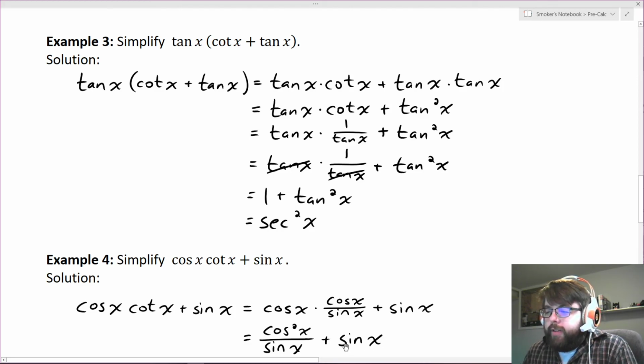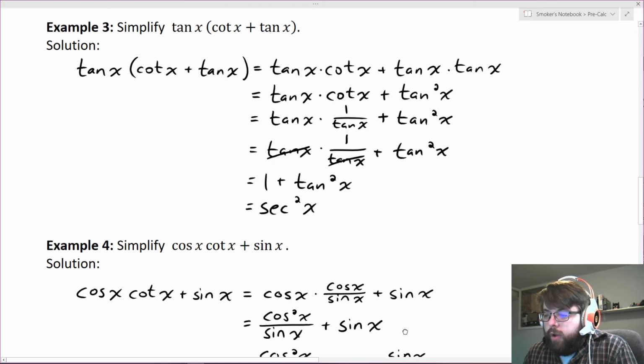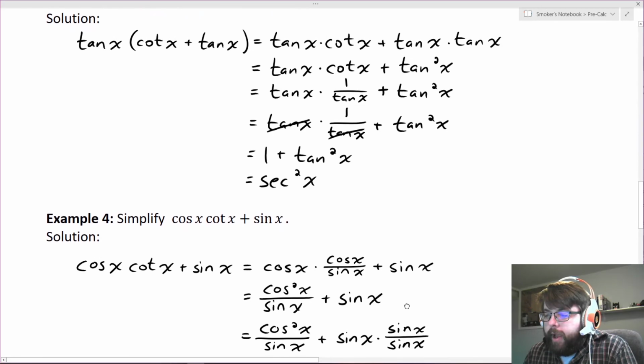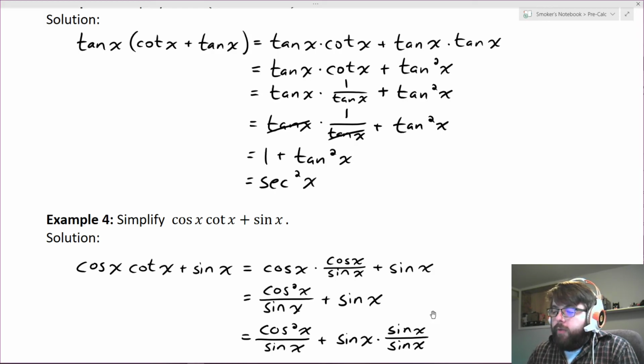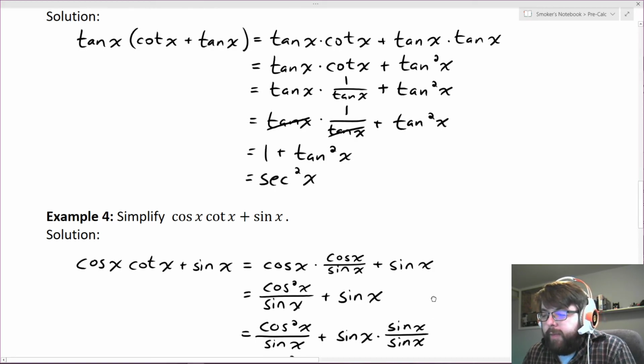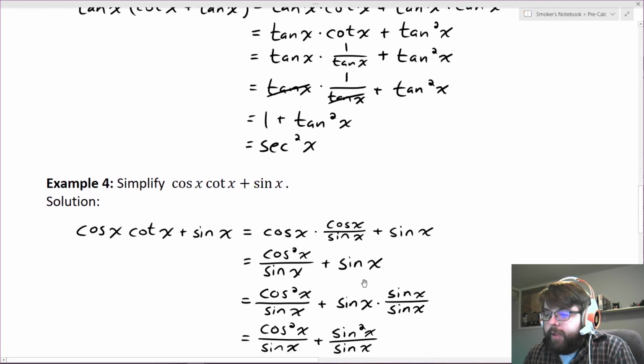I need to change this to be something over sine. Well, I can do that by multiplying it by sine over sine. Sine over sine is 1, so I'm not changing anything by multiplying sine x times sine over sine. But I do gain something in that I now can write this as something over sine. And it's going to be sine squared over sine. And I did that because I had a sine over here.